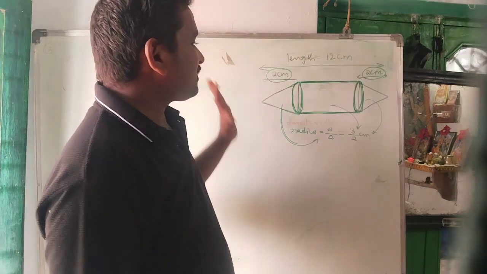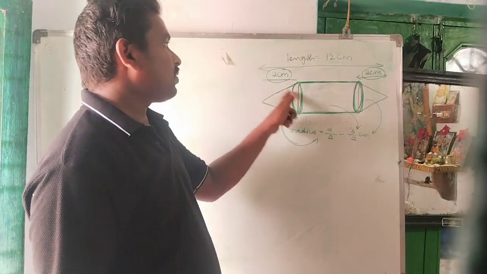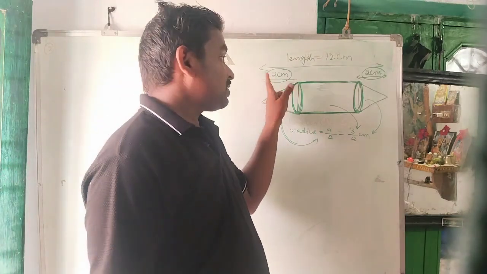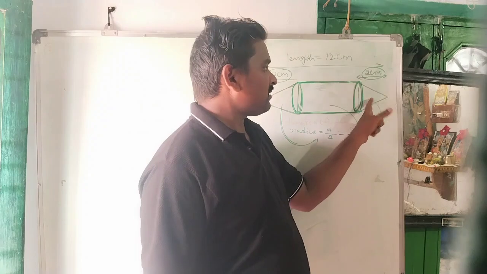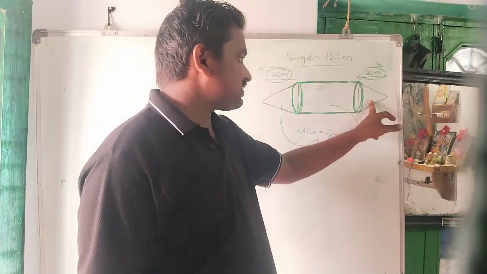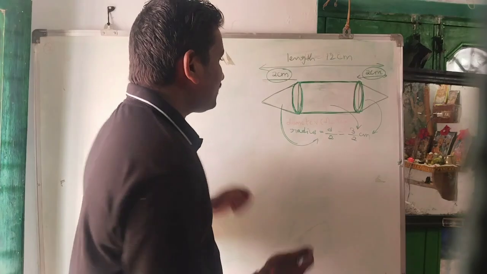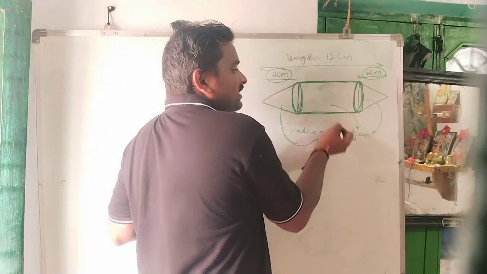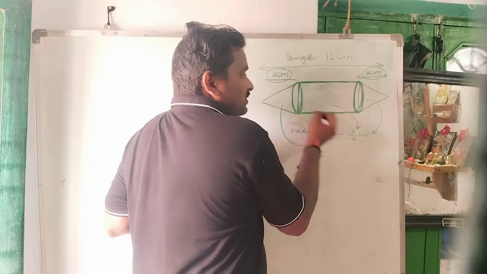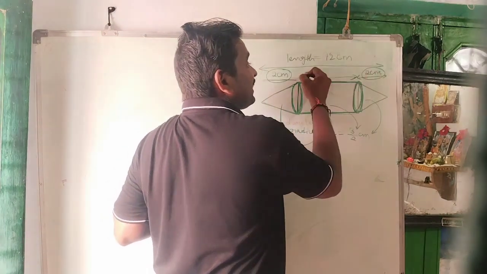Cone measurements are completely given. Cone radius is 3 by 2, and cone height is 2 centimeters. This other cone's measurements are also given: radius 3 by 2 and height 2 centimeters. But what about the cylinder? Cylinder radius was given. Cylinder radius means half of the diameter, so it is 3 by 2 centimeters. But cylinder height was not given.